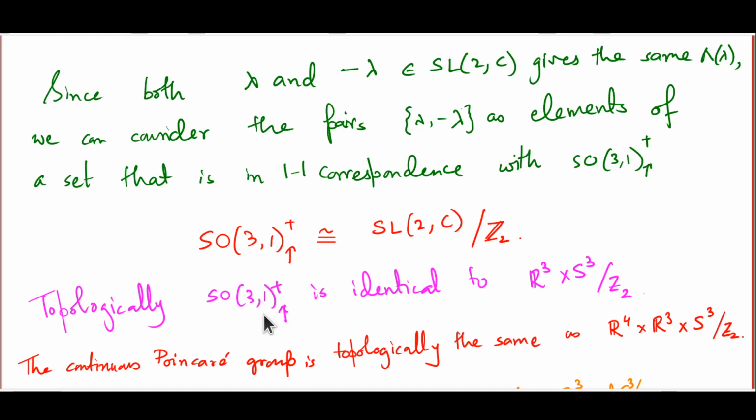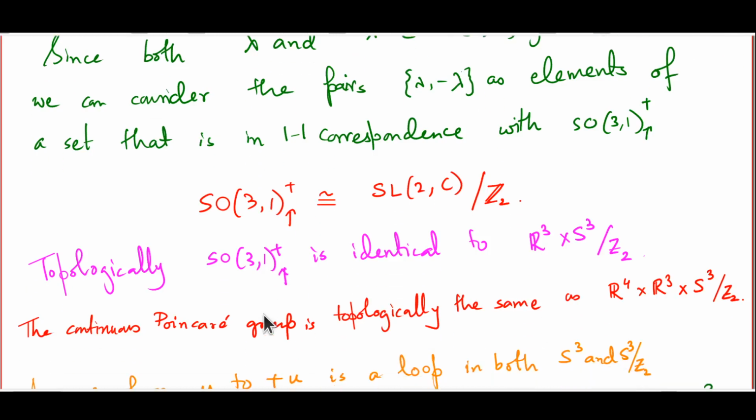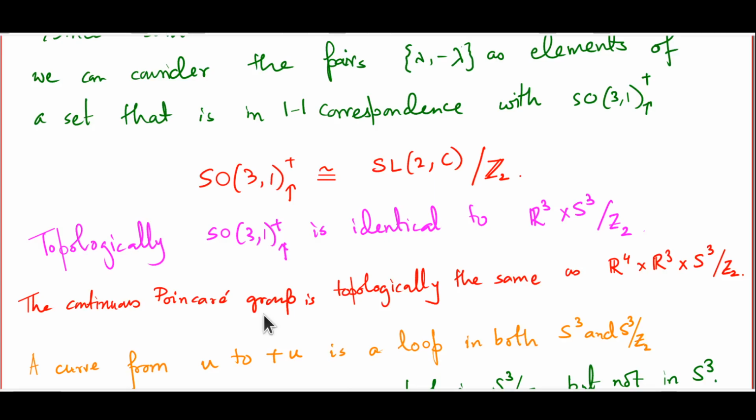Let us now focus on the non-trivial part of this whole issue, the S3/Z2. Remember, S3/Z2 is essentially the same as SU2/Z2. If we focus on any particular SU2 matrix U, a curve on S3 which goes from U to plus U is a loop, obviously, and it's a loop both in S3 and in S3/Z2. They are beginning and ending at the same point.